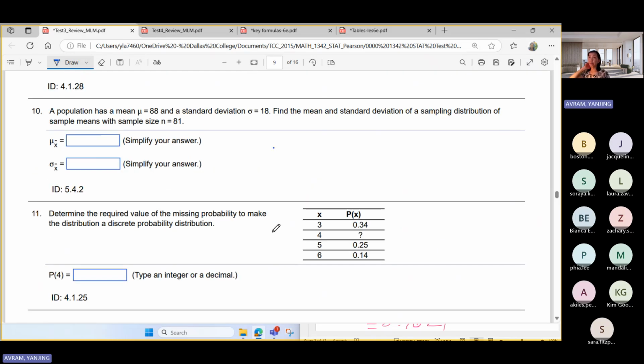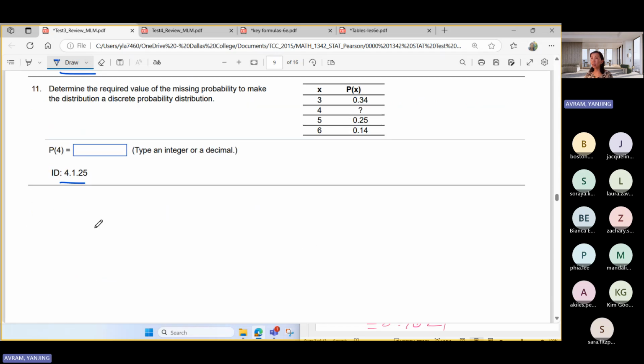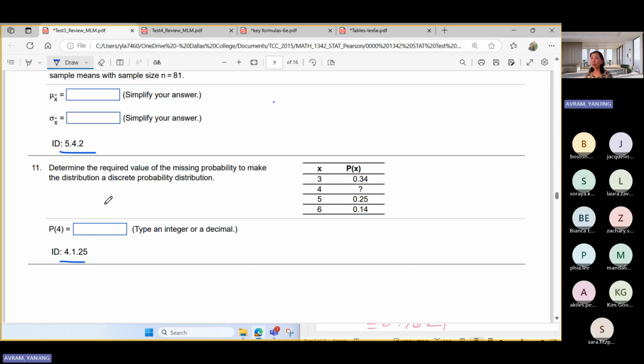Okay, number 10, since this one is not in ascending order, you can see that's chapter 5, and then this one is chapter 4 again. So you really have to read the question and see what it is asking about. Okay, I'm going to go ahead and do number 11 first, since we are doing 4.1. It will be easier to just finish this one, and then we come back to 5.4 again.